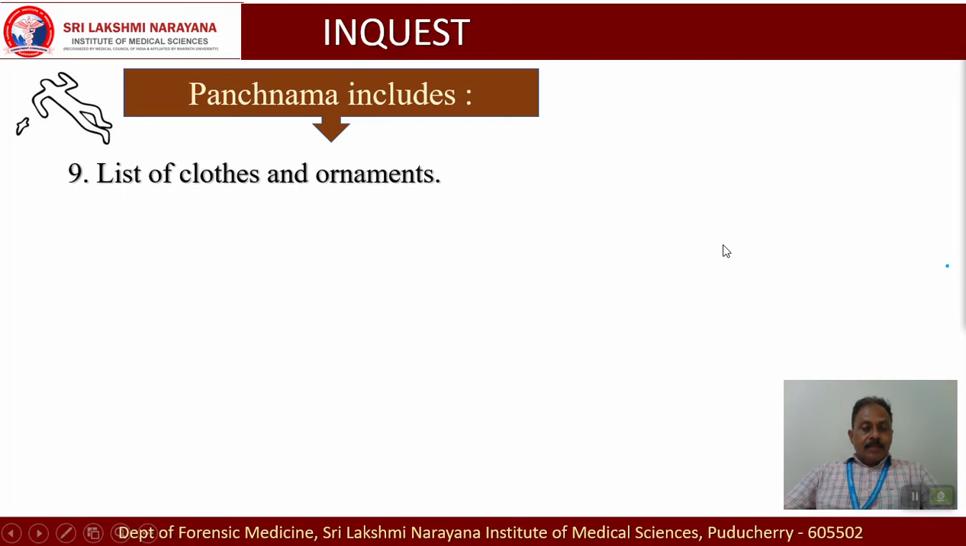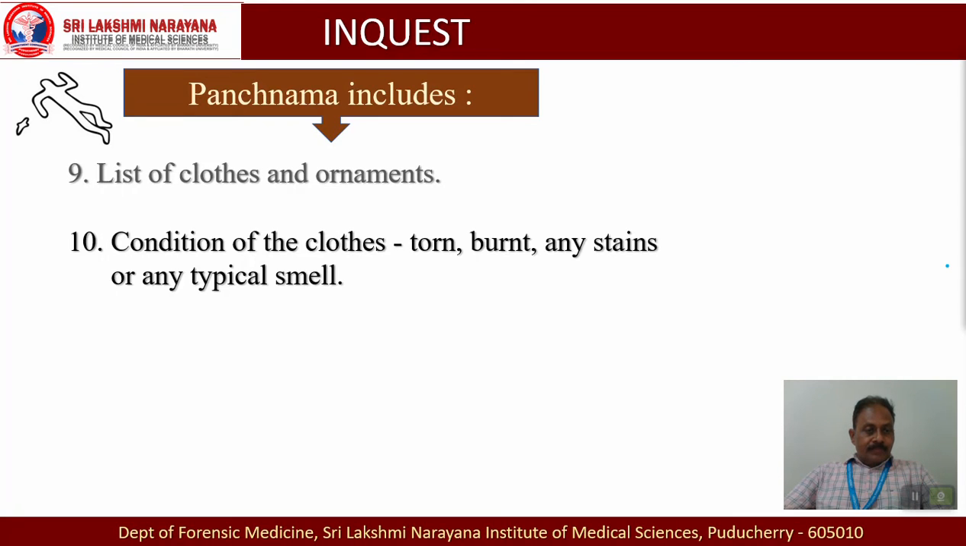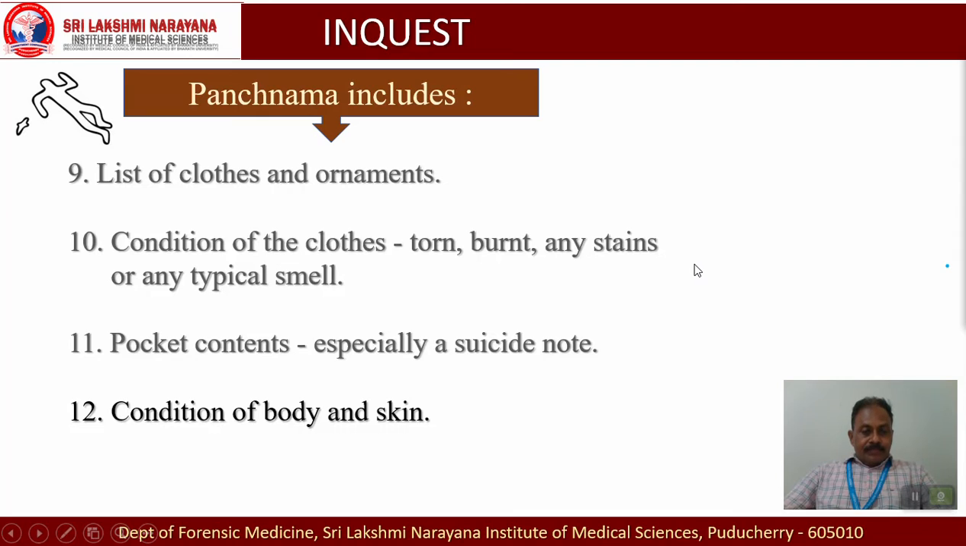Even missing bangles, even clothes that are disarranged, torn, or buttons missing, everything will be listed along with the list of clothes and ornaments. Condition of the clothes, that is torn, burned, and stained, even some smell imparted from the body. Pocket content, especially a suicide note, that is very important, or if poison has been consumed, a receipt in his pocket.